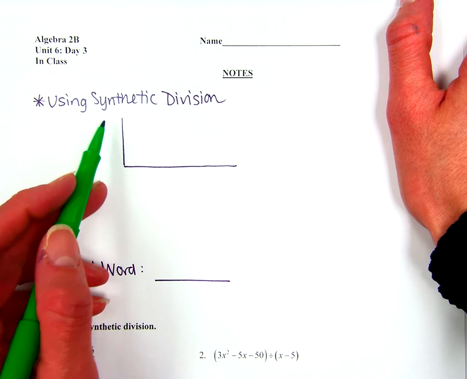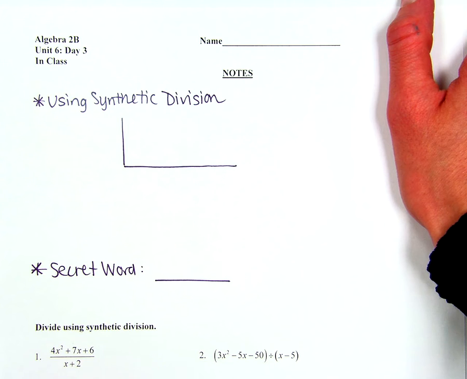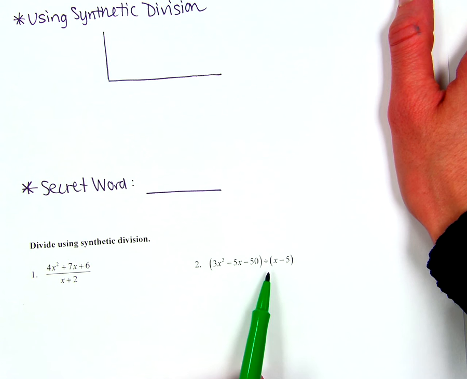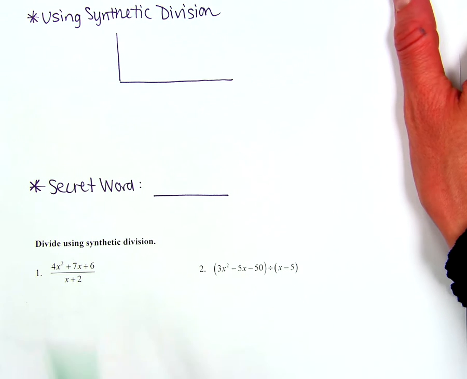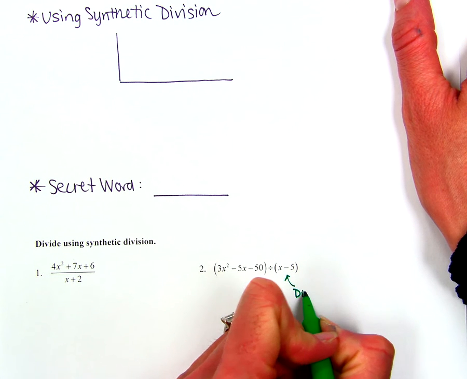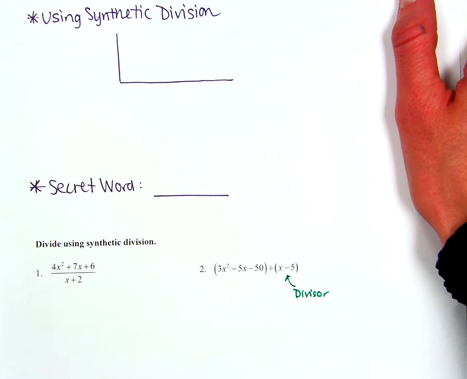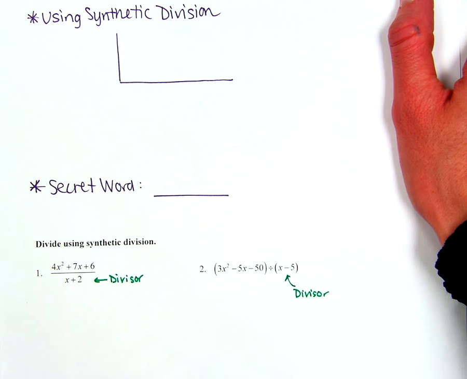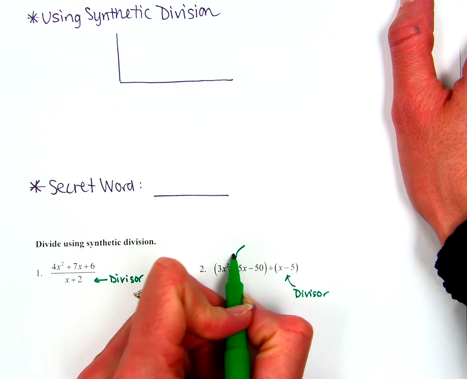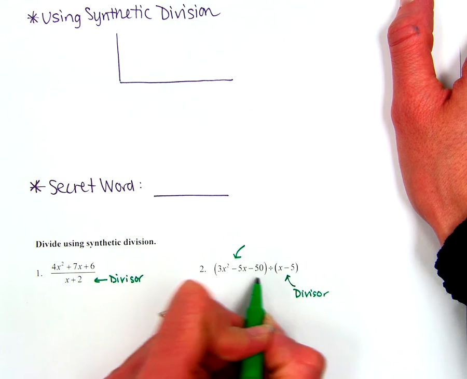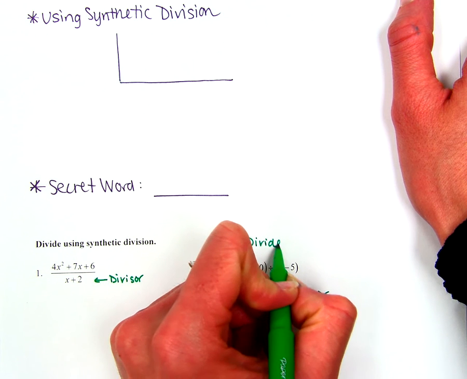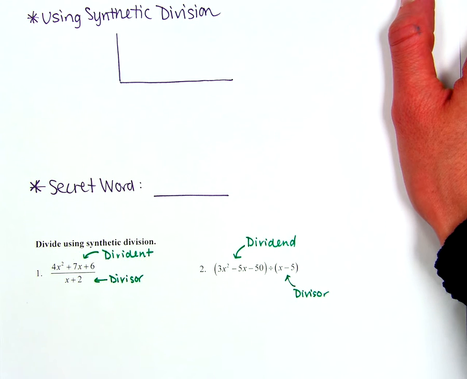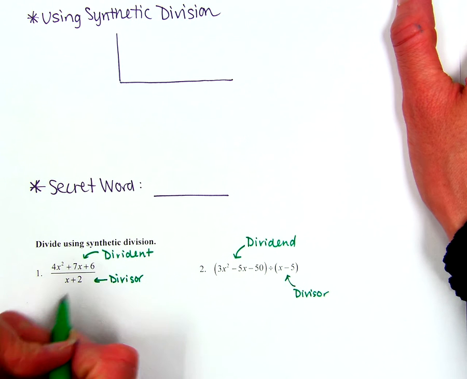All right, so synthetic means fake. It's going to be like a shortcut way of doing division. So either you're going to be given a problem that looks like this, like a fraction, or you'll have the actual division symbol. In any case, the term that comes after the division sign is your divisor. So this would be your divisor. And the original term, that's your dividend. And this is your dividend. The answer to your problem is going to be your quotient.